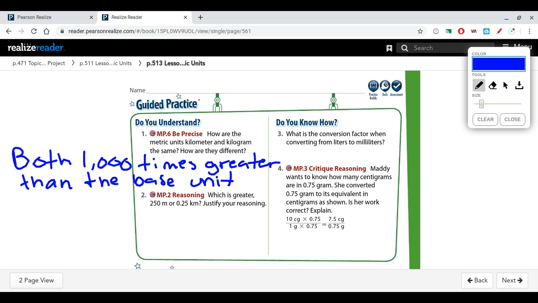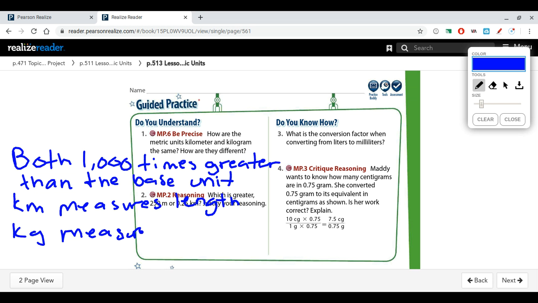They are different because kilometer measures length and kilogram measures mass, which is a little bit different than weight. So mass. Okay. So they are both 1,000 times greater than the base unit, but kilometers measure length, kilograms measure mass, not math, mass. Okay.